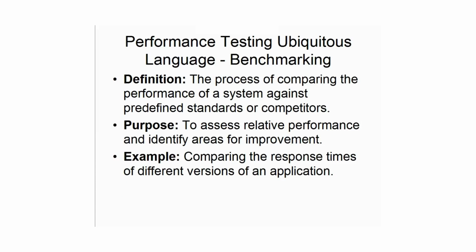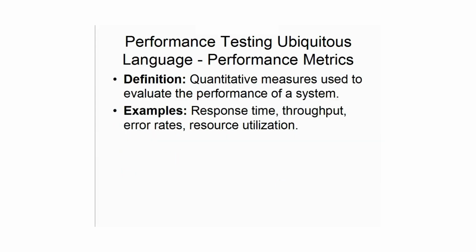What is benchmarking? Benchmarking is the process of comparing the performance of a system against predefined standards or competitors. The purpose is to assess relative performance and identify areas for improvement. An example would be comparing the response times of different versions of an application. What are performance metrics? Performance metrics are quantitative measures used to evaluate the performance of a system. For example, response time of requests, throughput, error rates, resource utilization.